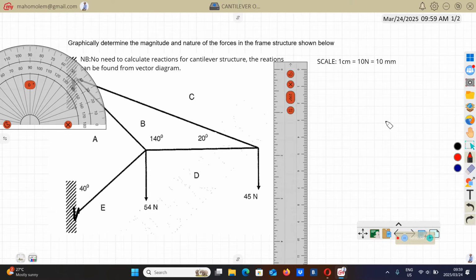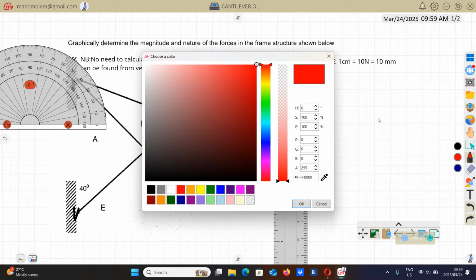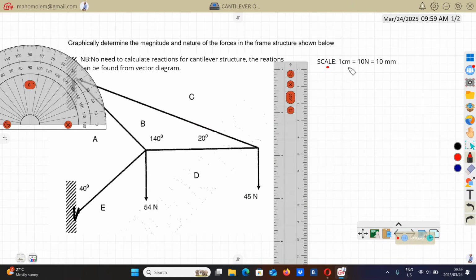Right, so when you draw the vector diagram, we start with the scale. The scale I've already indicated here. So the scale that I'm going to use will be this: 1 centimeter, which is this one from here to there, assume it's 1 centimeter. 1 centimeter will represent 10 Newton.